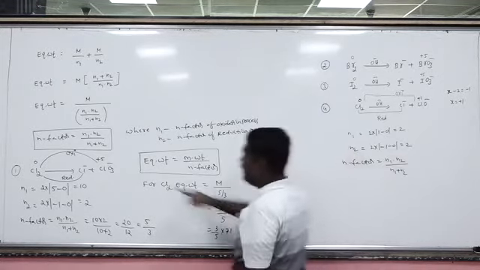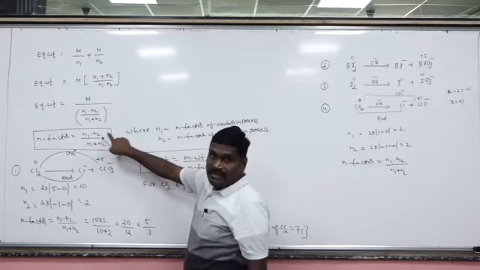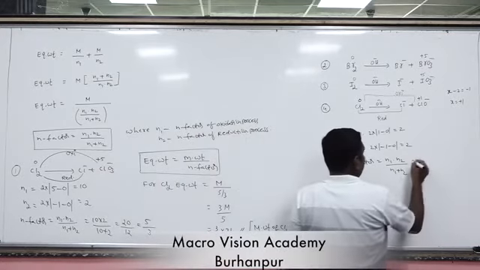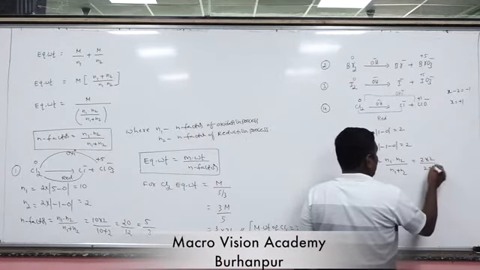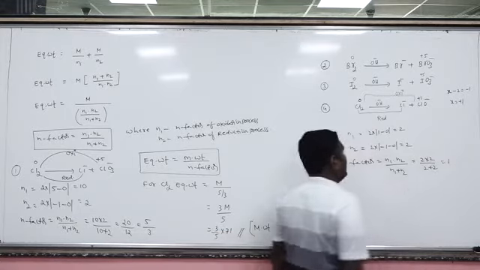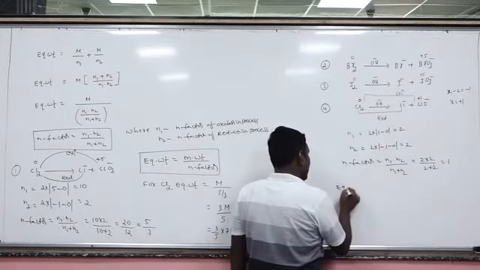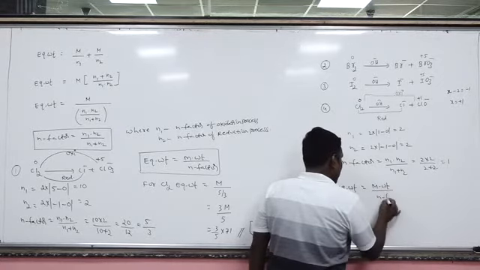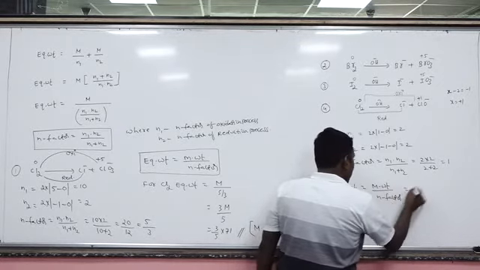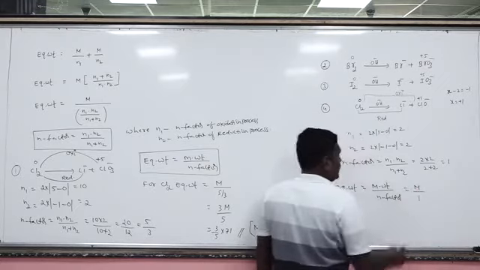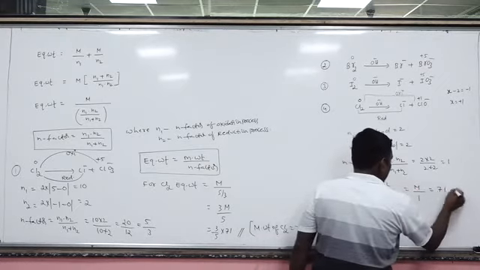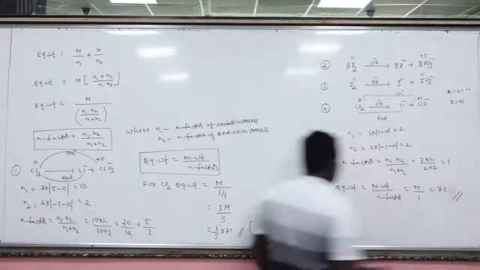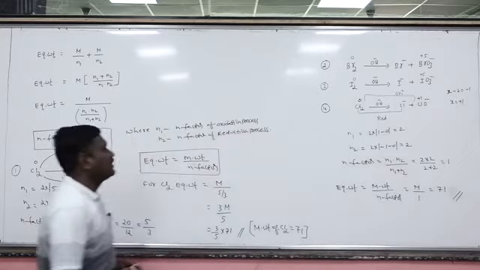So this is the formula. It is only for disproportionation reactions. N1 into N2 by N1 plus N2. So 2 into 2 by 2 plus 2, so you have N factor as 1. So what is the equivalent weight? Equivalent weight is equal to molecular weight by N factor. What is the N factor? 1. What is the molecular weight of chlorine? That will be 71 grams. So this is the equivalent weight of chlorine.